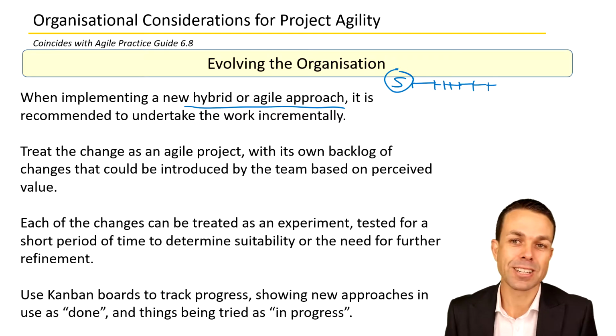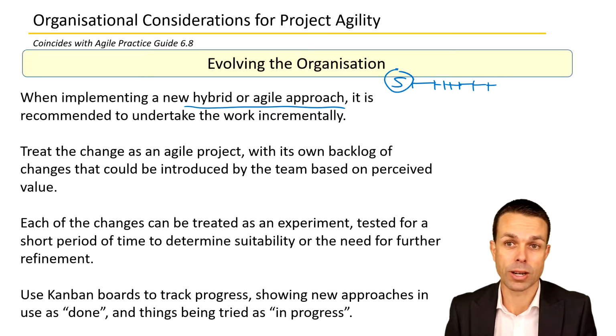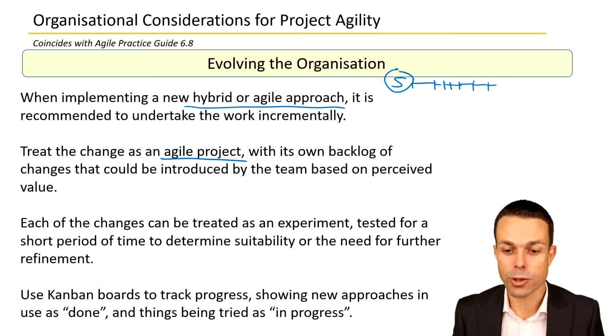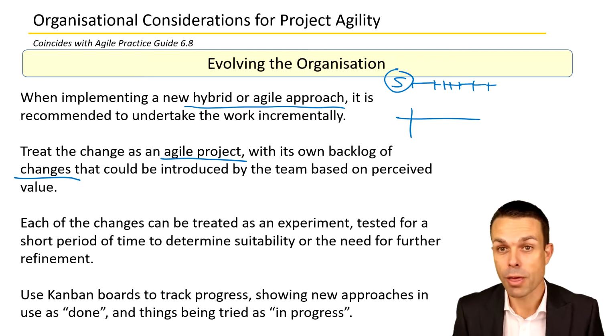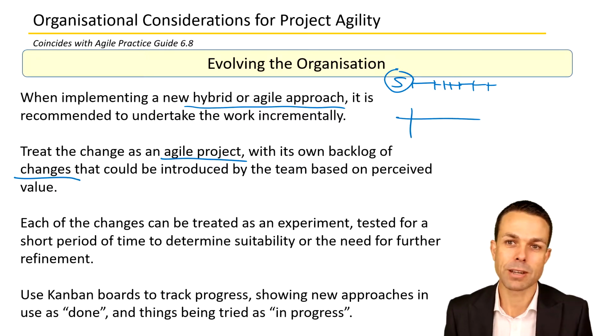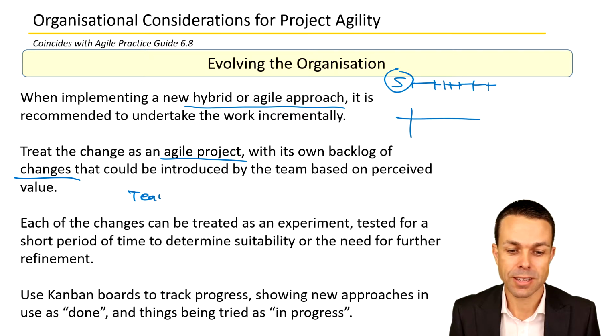In other words, we're actually using Agile and our Agile way of putting things in the hands of our customers, which in this case is our teammates and the organization, then we're using that to actually roll it out. So we treat the change as an Agile project with its own backlog of work and backlog of changes or Agile things that we could implement that could be introduced to the team based on the perceived values, so based on the things that they value the most. So in this case, our team is the customer.